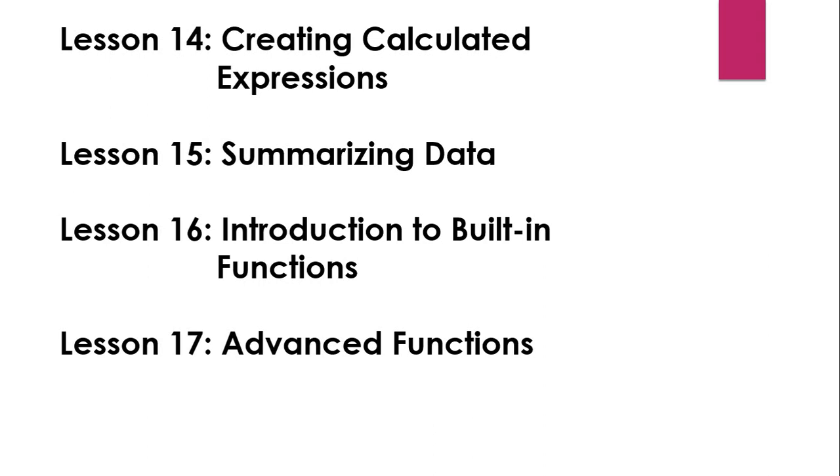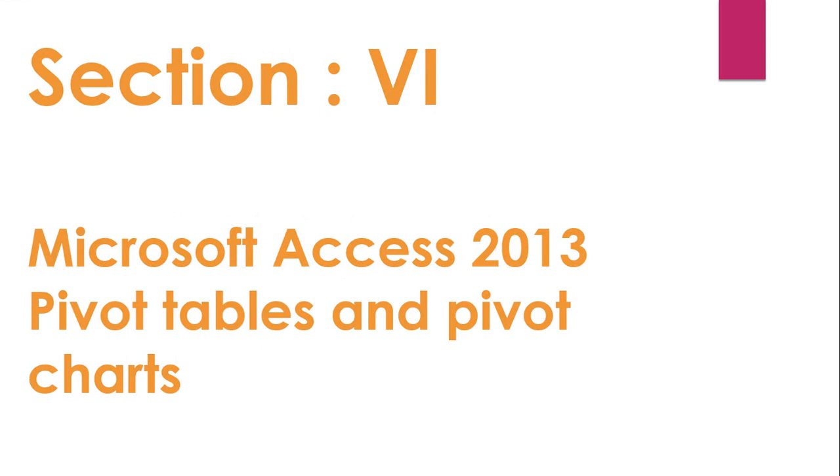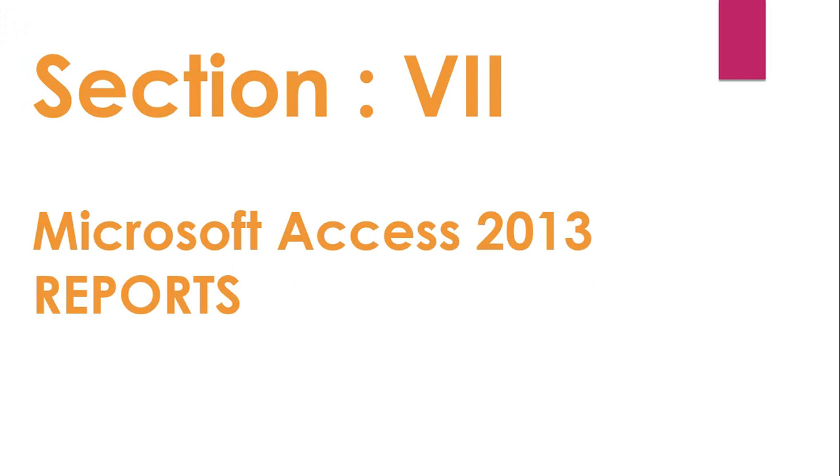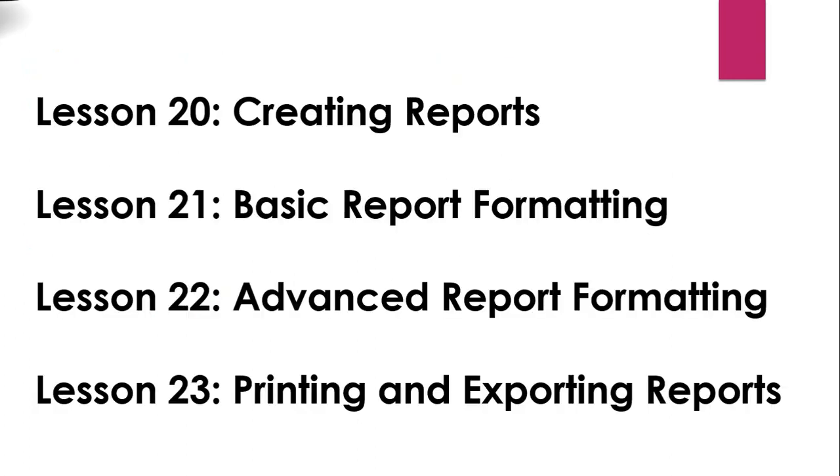Lesson 17 covers some more advanced functions and also some more difficult situations in which you would use functions, like how to reference a function inside a macro. And the next section, Section 6, is all about Microsoft Access 2013 pivot tables and pivot charts. And then we have two sample lessons. Lesson 18, how to create a pivot table. Lesson 19, how to create a pivot chart. Two tools that are very handy for number crunchers.